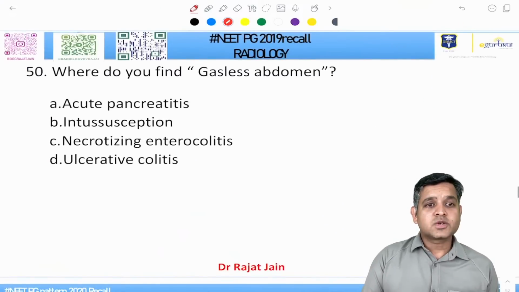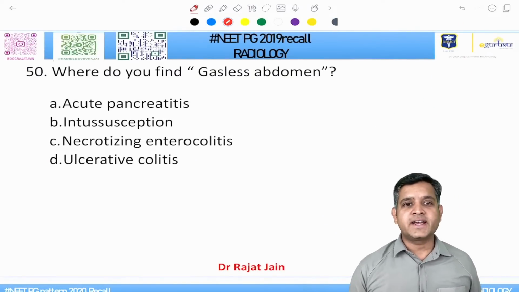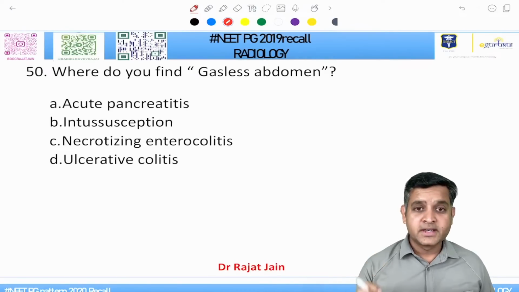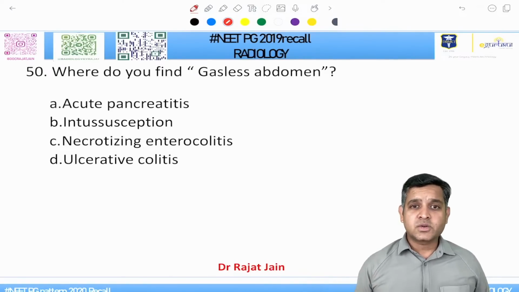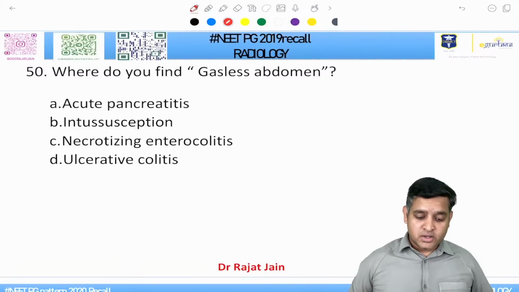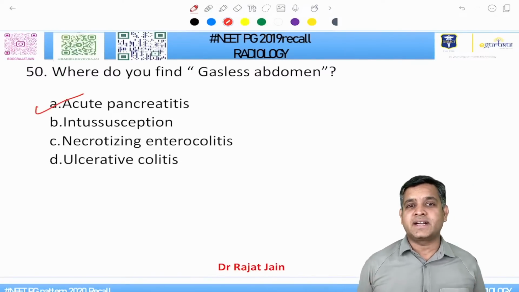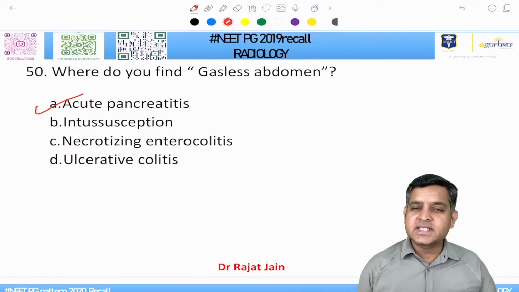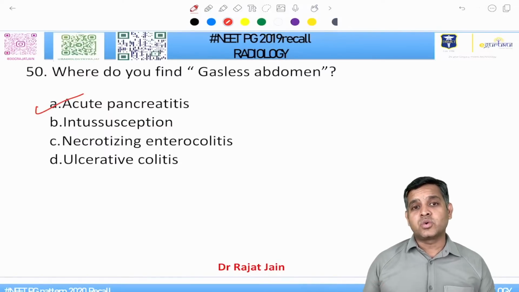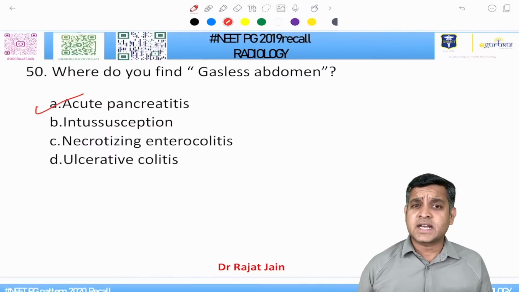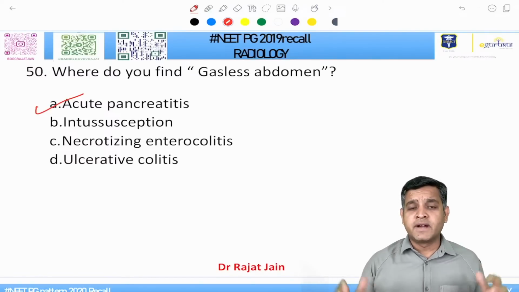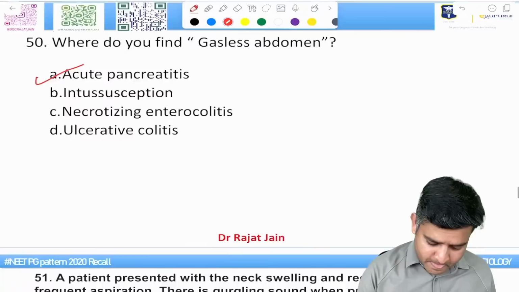Question number 50. Where do you find gasless abdomen? In which condition will you find gasless abdomen out of these four? Gasless abdomen means when you do an X-ray abdomen, you do not see any gas in the abdomen. Now this happens in a patient with acute pancreatitis, because of the very severe vomiting, all the air comes out and virtually it is left with no gas in the abdomen. In severe intestinal obstruction also, you can see gasless abdomen when the entire bowel loops are filled with fluid and there is no gas at all.